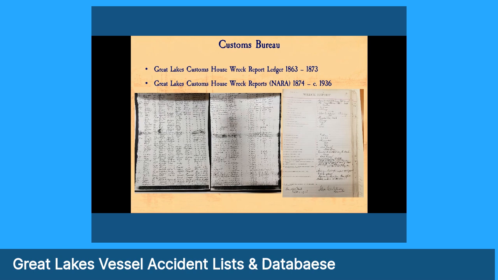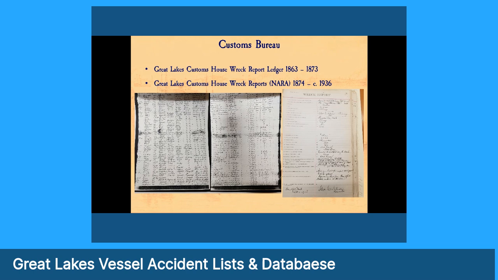The Customs Bureau, a lot of people don't know this, made required wreck reports. These are the people where you had to enroll vessels, right? Great Lakes vessel enrollments. Well, they also, when a vessel had an accident where there was a claim, it had to be reported to the Customs House. And around 1961, the National Archives found this large, old, musty ledger, and it had a bunch of vessel accident reports from the Great Lakes.